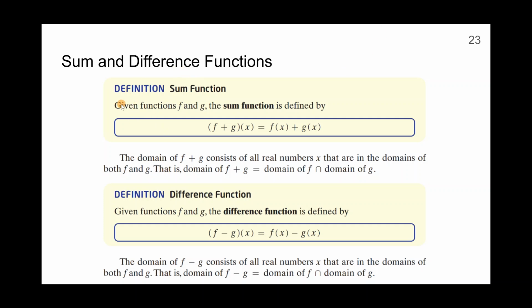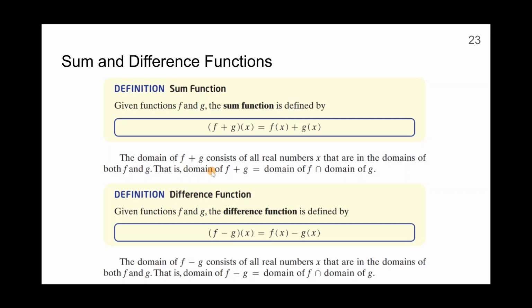Let's start with the sum function. If you have two functions, f and g, the sum function is defined by (f plus g) of x is equal to f of x plus g of x. The domain of f plus g consists of all real numbers x that are in the domains of both f and g.